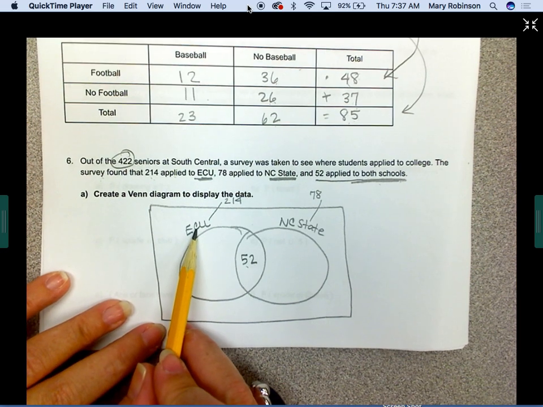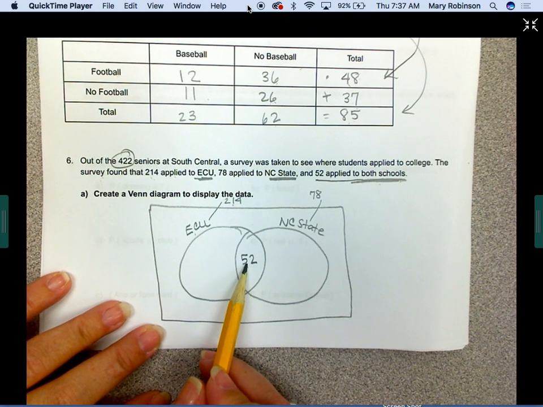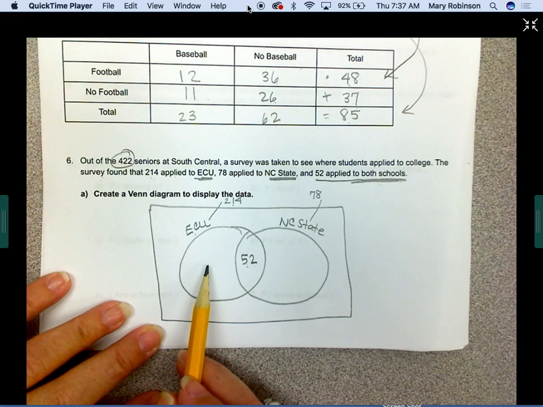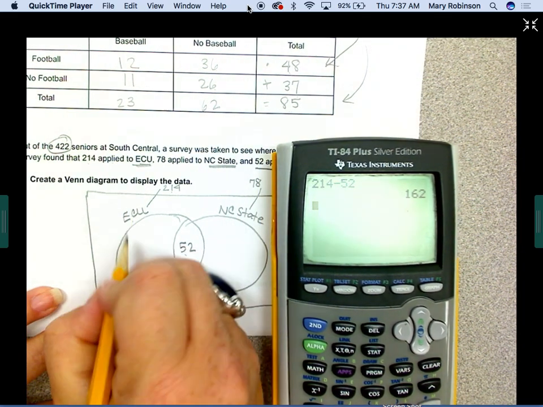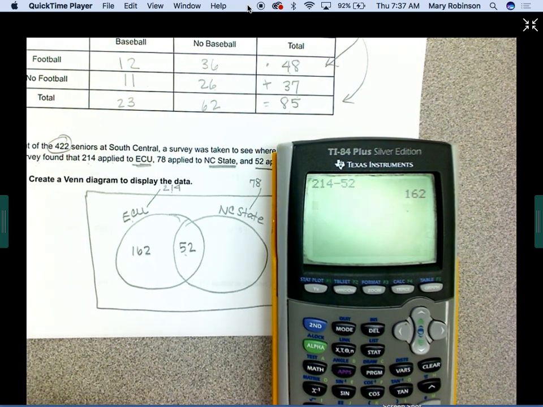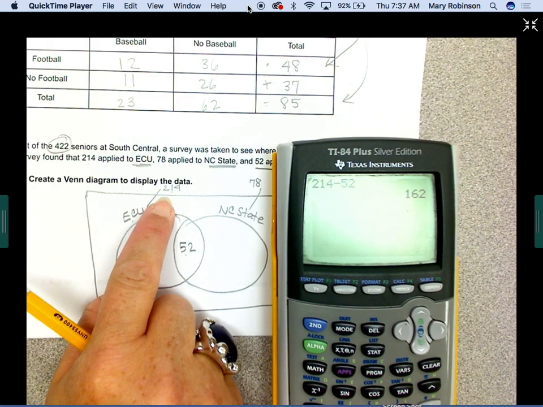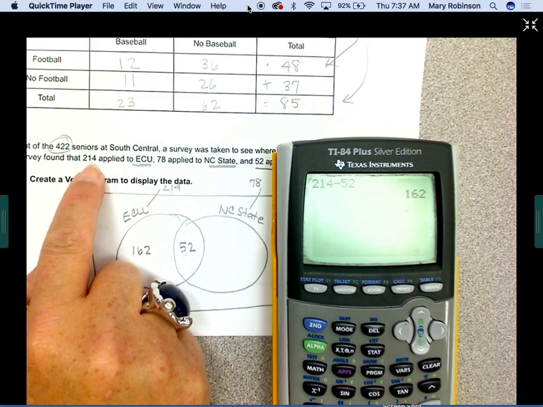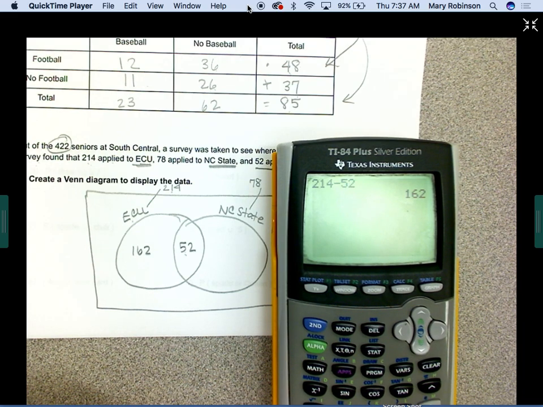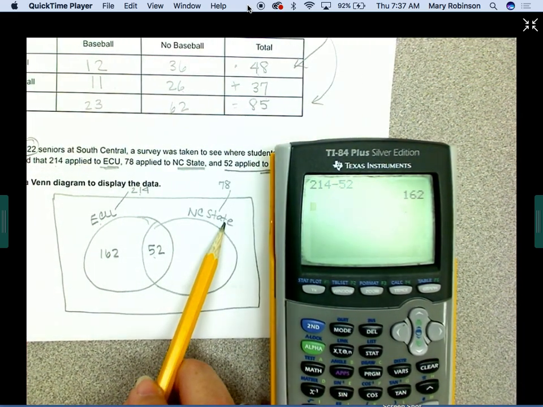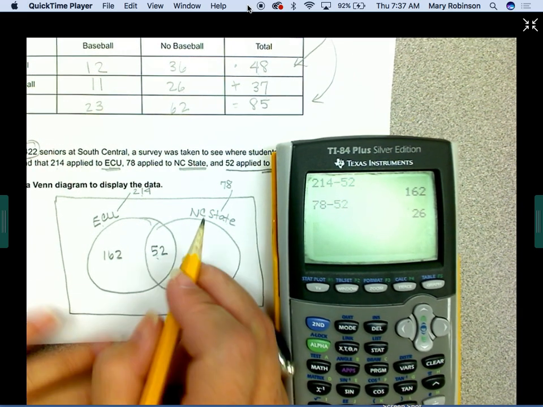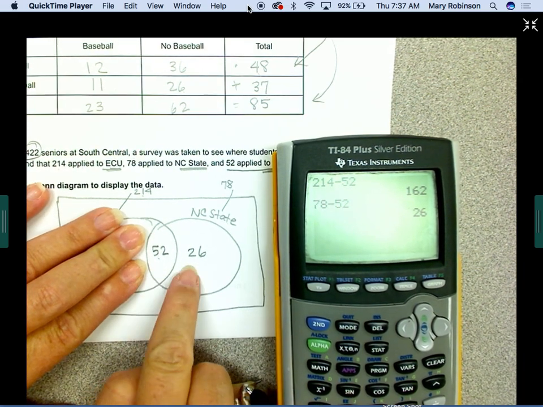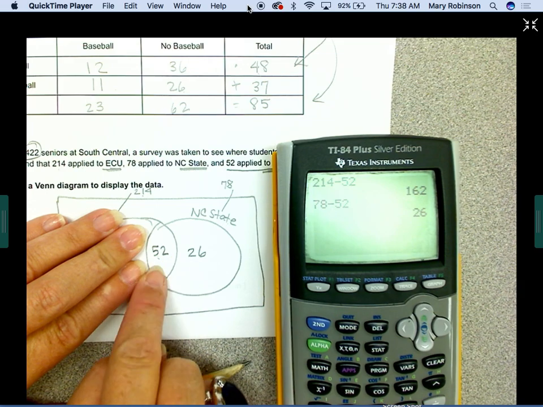Now, we need to take our ECU total of 214 and subtract the 52 to get those that applied to ECU only. In my calculator, I'm going to type 214 minus 52 to get 162, and that gives me the number of students that applied to ECU only. So these two numbers should add up to the total. Do not take all the numbers in the problem and just put them on the table. That would be incorrect. To find the number of students that applied to only NC State, I take this 78 and subtract out the 52, leaving me with 26. Again, these two numbers should add up to 78 students applying to NC State.